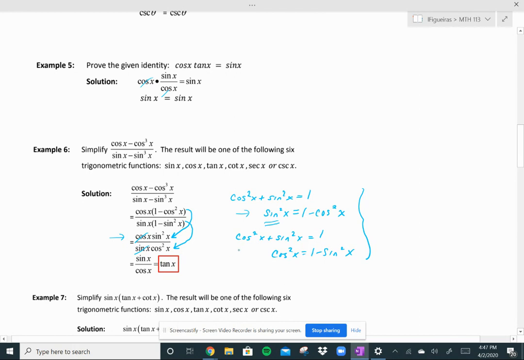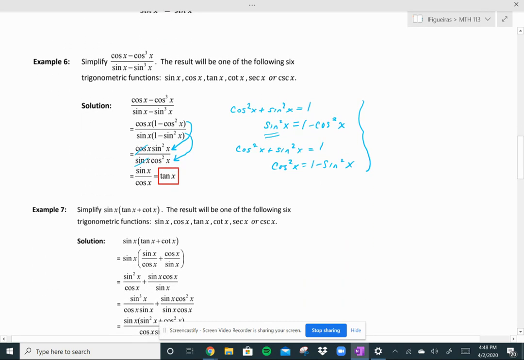Similarly, you take cosine squared of x plus sine squared of x. This time subtract sine squared, and you get cosine squared is equal to 1 minus sine squared, and that gets substituted into the denominator. All right, but when you do that, some factors cancel. So a cosine in the numerator cancels with 1 in the denominator, and a sine in the denominator cancels with 1 in the numerator. So your almost final answer is sine of x over cosine of x, but we know that that is equal to tangent by definition.